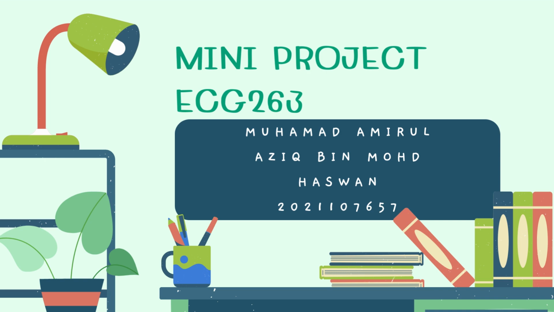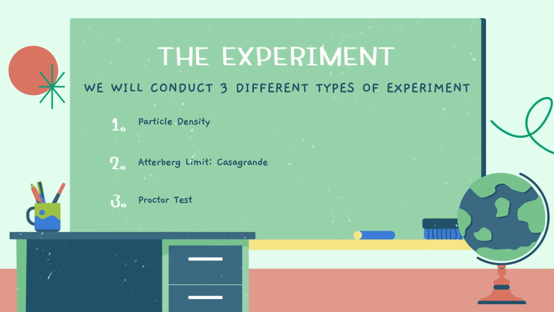My matric number is 2021107657. So this is my video for my mini project ECG263. For the experiment, we will conduct three different types of experiment. The first one is particle density. The second one is Atterberg limit, Casagrande, and the third one is Proctor test.